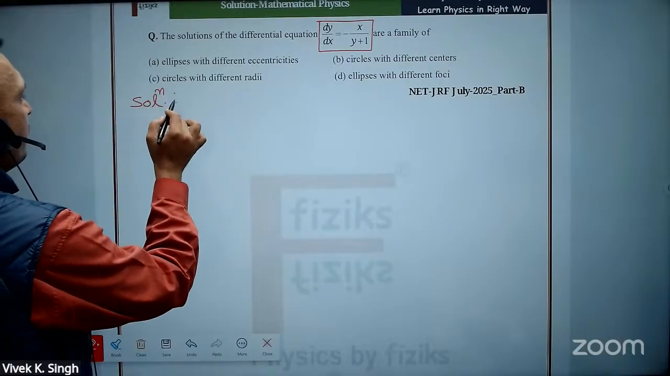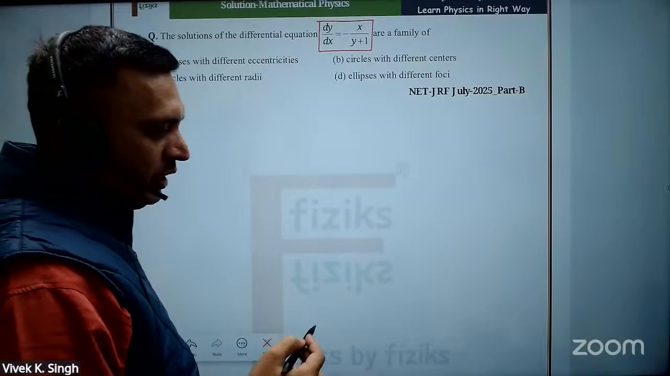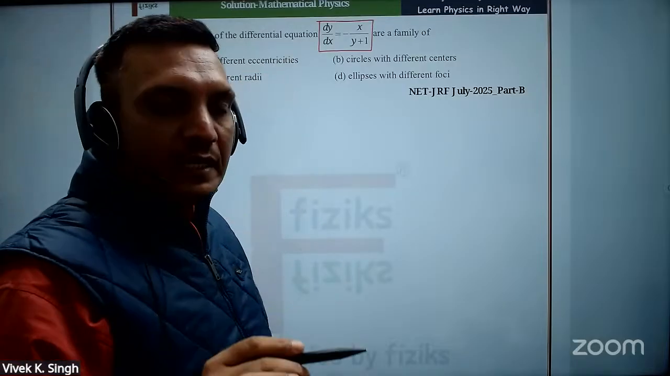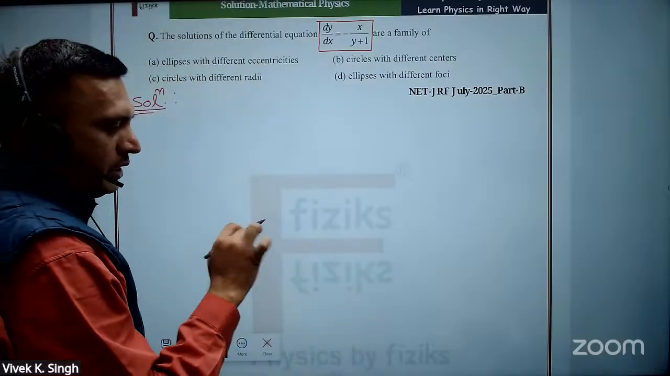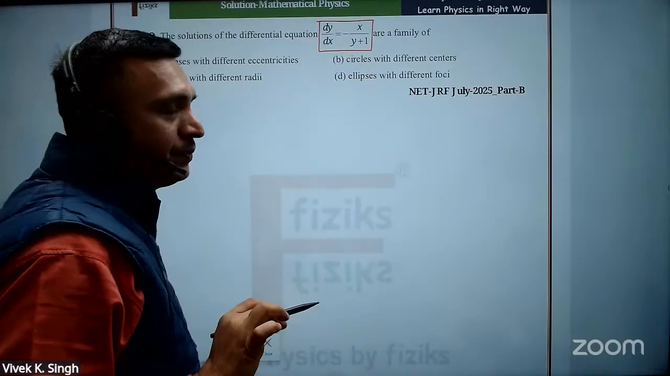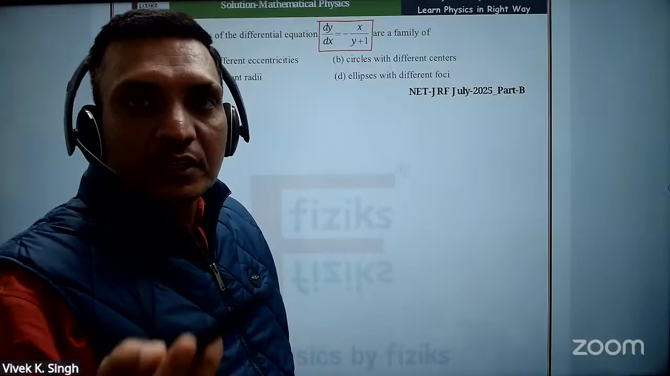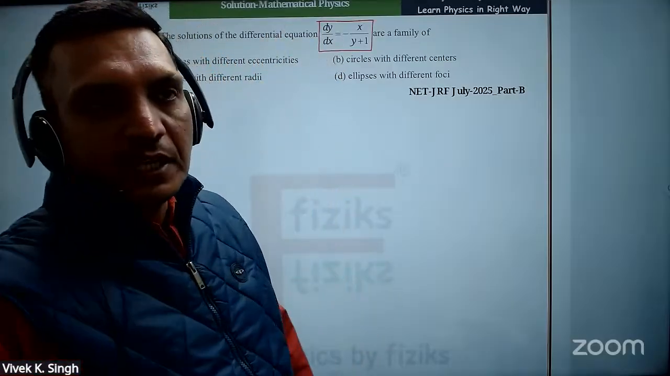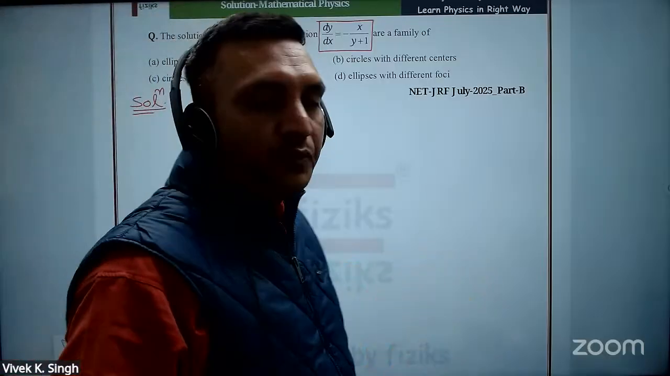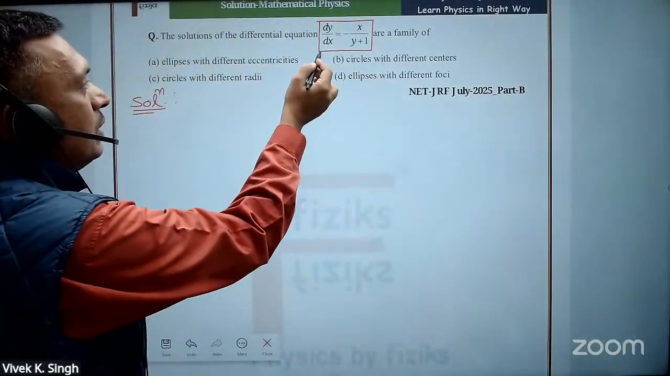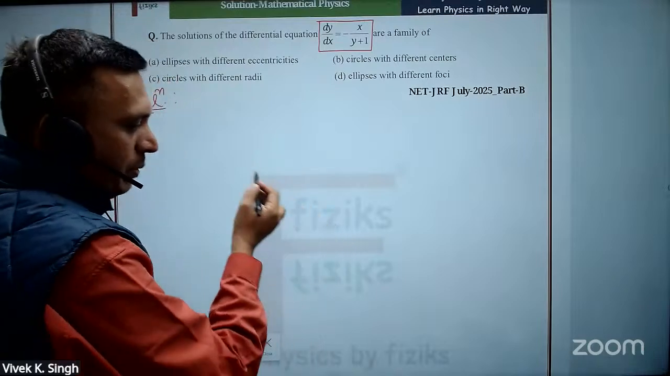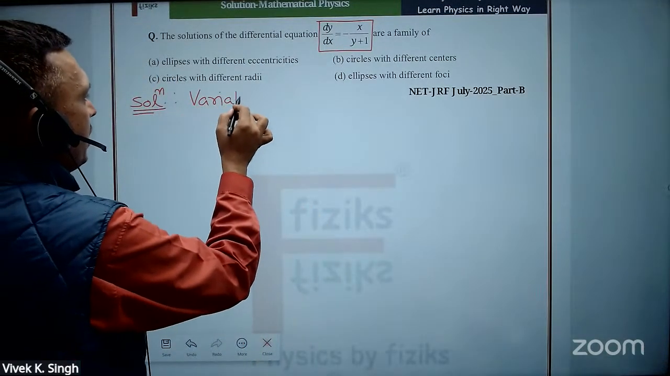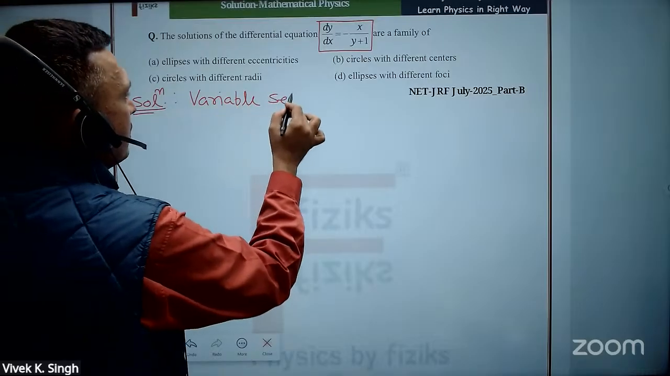Whenever you encounter any question, first you have to see that it's a differential equation. So first you identify that mathematical physics is based on differential equations. Then in differential equations, you have first order, second order. So you have identified it's a first order differential equation. There are different types of first order. So which type is this? You can have the variable separable method. So here we will apply variable separable.